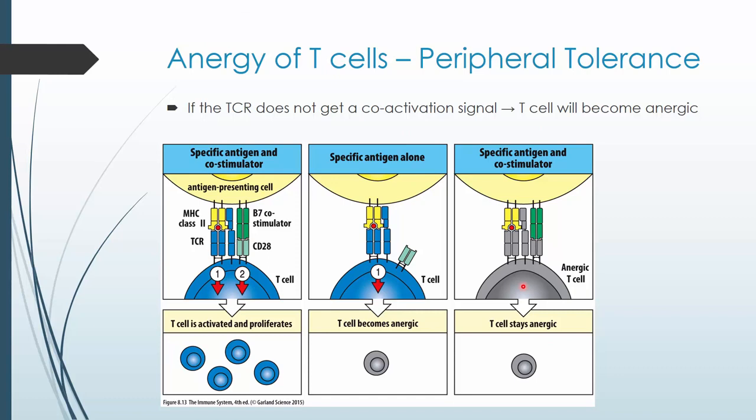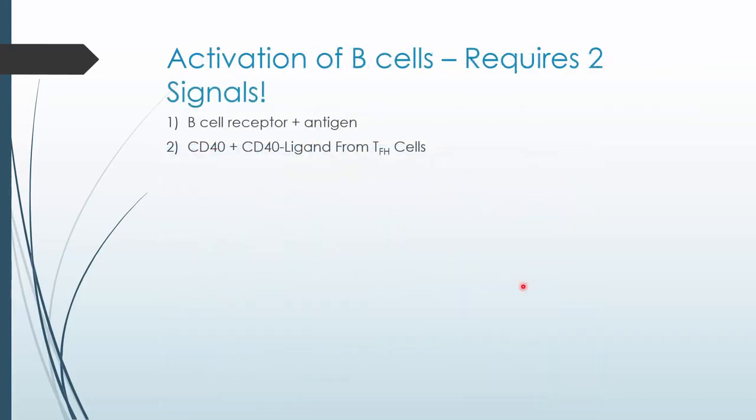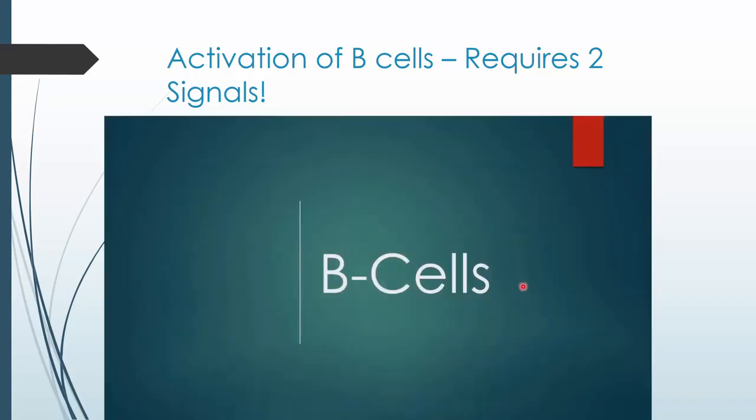All right, that takes care of B cells. That takes care of T cells, my apologies. Now it's time to talk about B cells. B cell activation, same theme, requires 2 signals, the B cell receptor and a co-activator. In this case, the co-activator is CD40 ligand from T cells. We mentioned this when we talked about T follicular helper cells. So let's take a look at a quick animation of this.